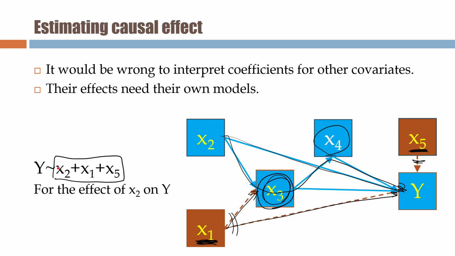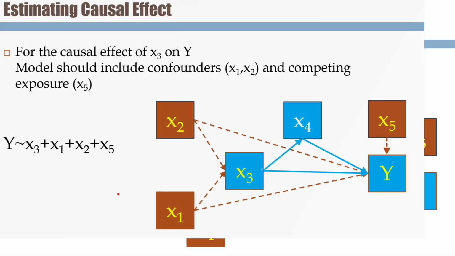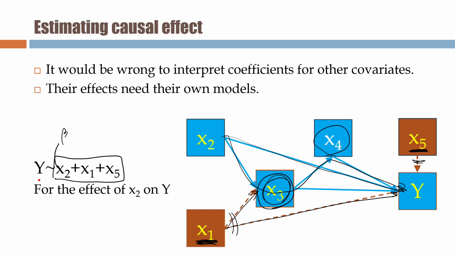This is totally different. This beta will be different from this beta here. So in terms of causal effect, this beta doesn't mean anything. Okay? This beta is the number I want to find out: what will be the coefficient of x3? And all the other coefficients are meaningless. If you want to find out x2's coefficient, you have to set it up this way. So whenever you want to find out a certain variable's effect on the outcome, you have to set it up individually. You cannot utilize some other model's coefficient.